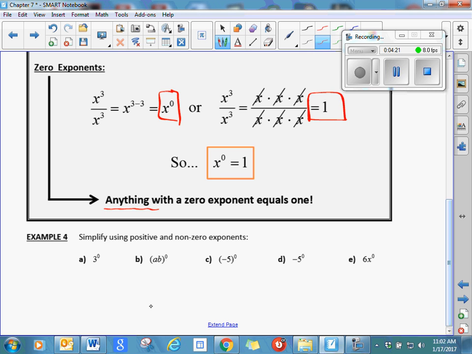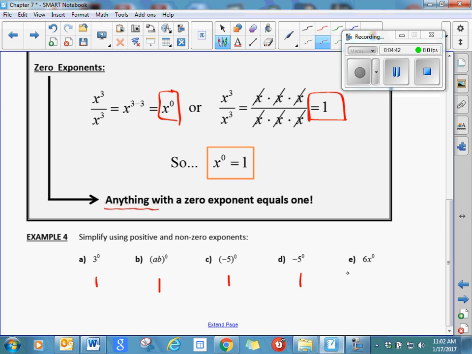All right, here's a couple. Anything to the 0 power is 1. And I know that A and B are both raised to the 0 power because they're inside the grouping symbol. Anything to the 0 power is 1.